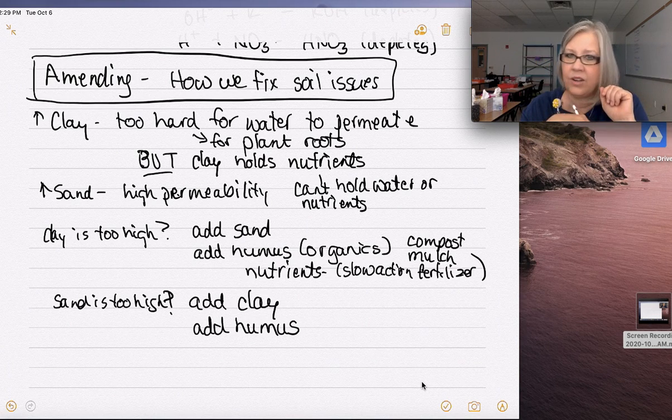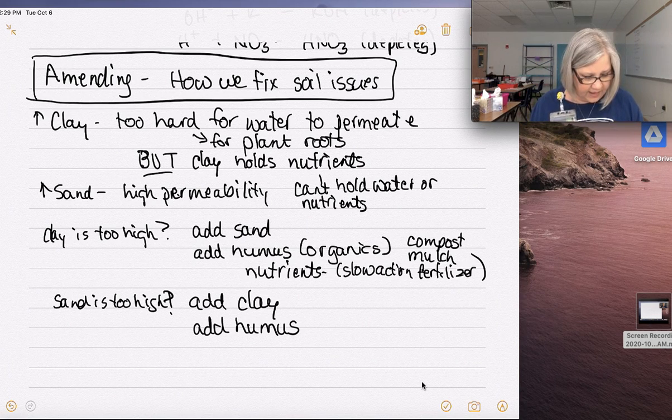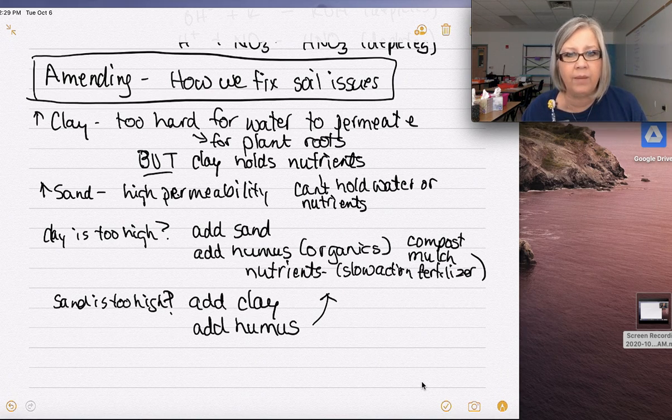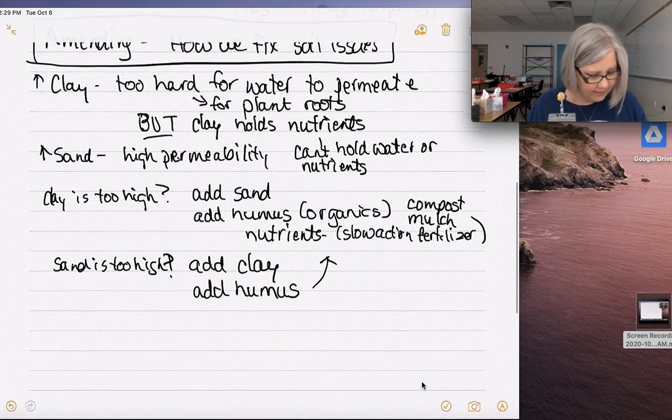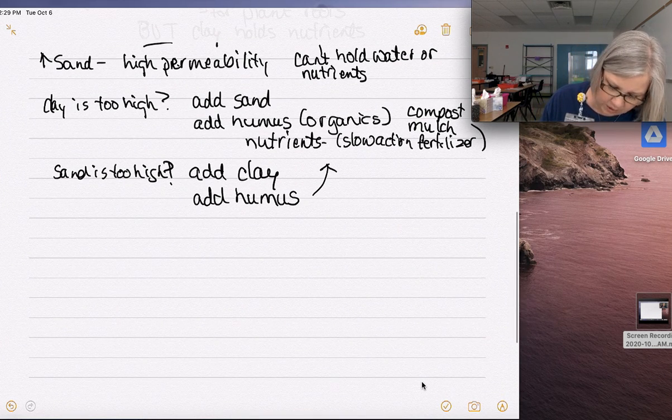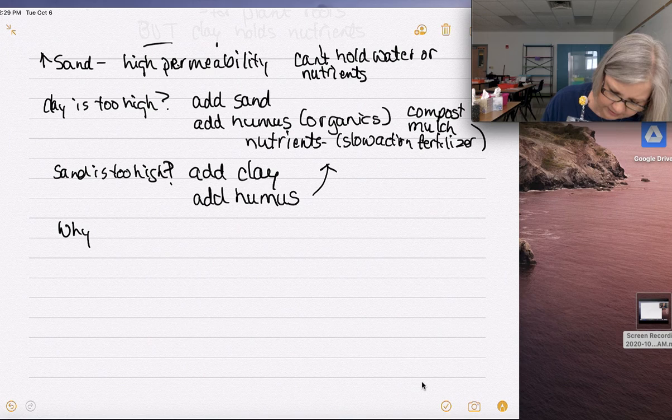So add humus. And what are the benefits there? Well, same thing. Not only are you able to add something that's going to slow the water down, the permeability, but you're also going to put the nutrients back into the soil. And then the plants are real happy. They like that. Okay. But let's talk about humus for just a second.